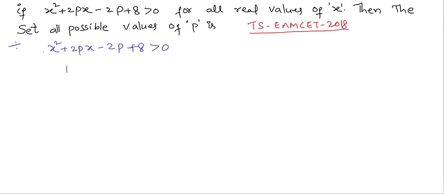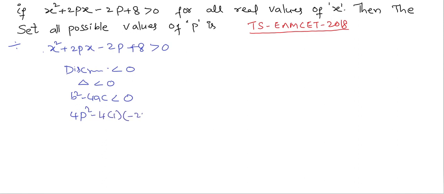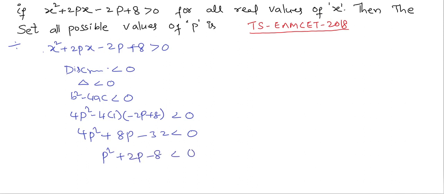So discriminant delta must be less than 0. Delta less than 0. Delta means b square minus 4ac less than 0. B square, that is 4p square minus 4 into 1 into minus 2p plus 8 less than 0. 4p square plus 8p minus 32 less than 0. Take 4 common. P square plus 2p minus 8 less than 0.